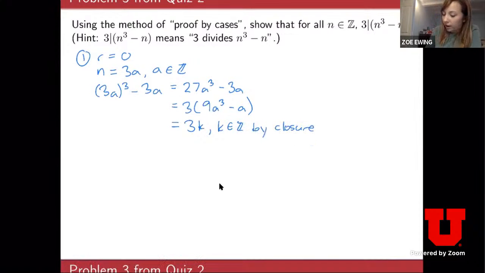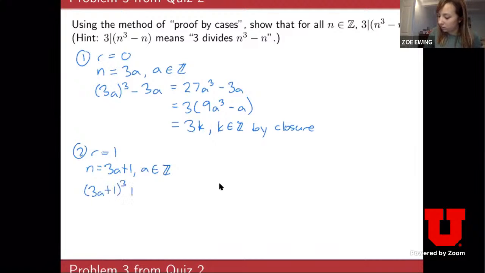All right, our next case is going to be r equals 1. So we have that n equals 3a plus 1, where a is in the set of integers. And again, we can substitute this into n cubed minus n. Okay, and what is this going to come out to?